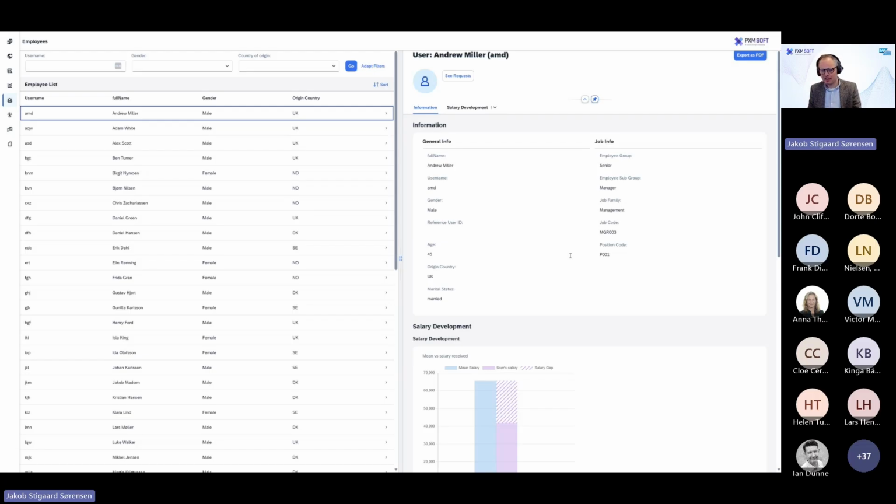So basically, fair pay or equal pay in this scenario becomes a structural exercise and not a subjective exercise, because the numbers don't lie in this scenario.